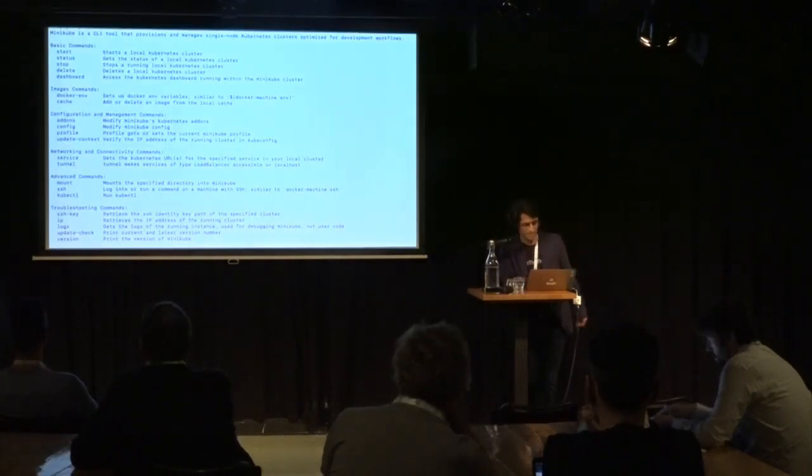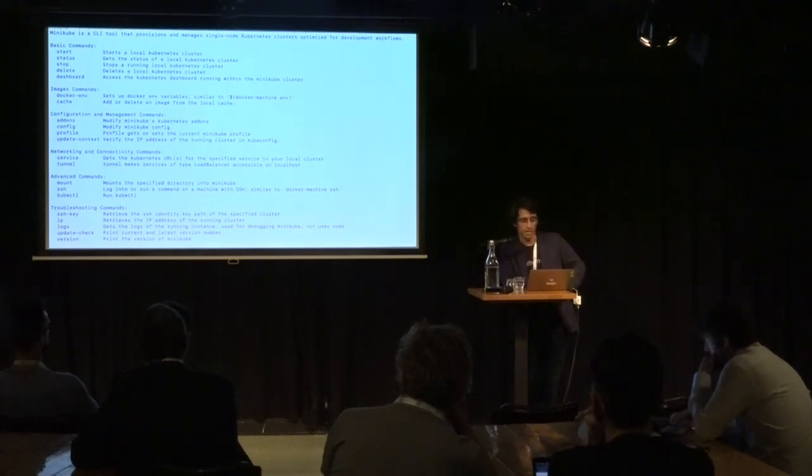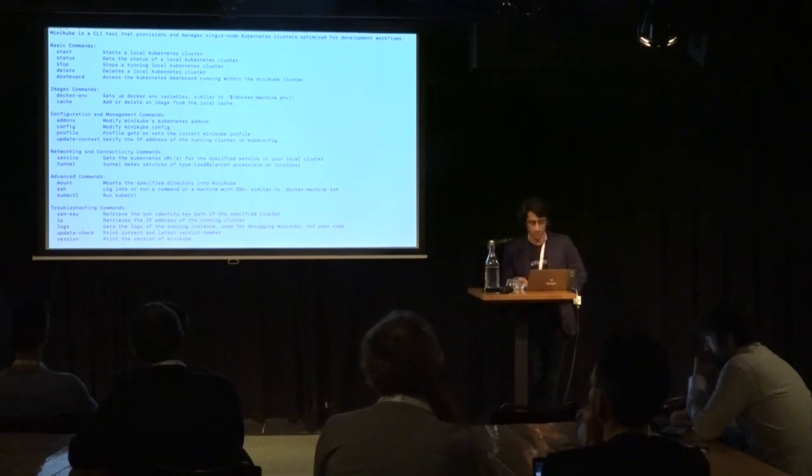These are like the basic commands of Minikube: start, status. Interesting ones are like service and tunnel. Service will give you a URL to the service. It could be a node port or load balancer or any other Kubernetes service. The tunnel is a new command that we have, and that actually makes your network inside Minikube accessible from your laptop as a load balancer.